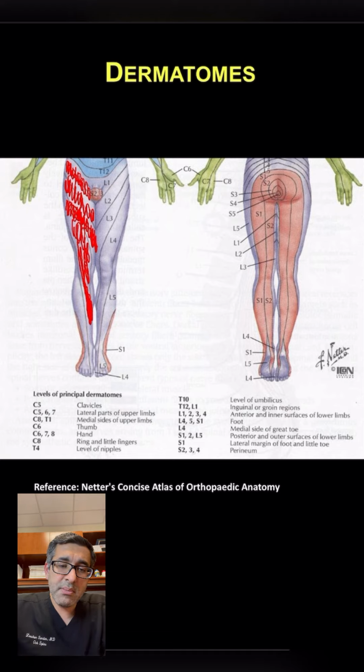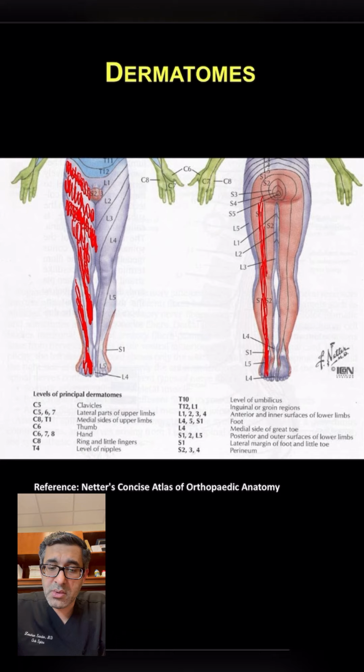L5, patients will get pain that goes, again, more distal to the leg, to the knee, and also towards the dorsum of the foot, sometimes towards the big toe. And then patients with S1 symptoms will have pain more so in the back of the thigh, the back of the calf, and the sole of the foot.